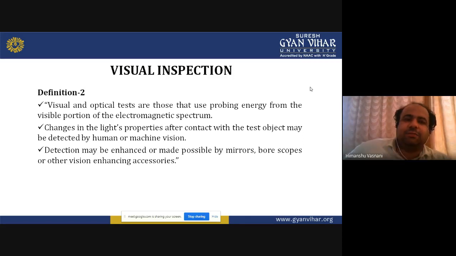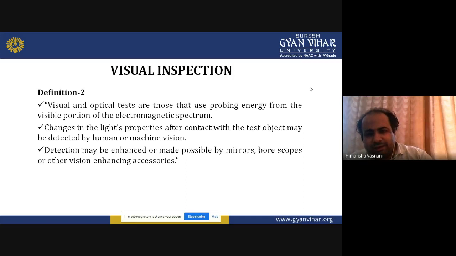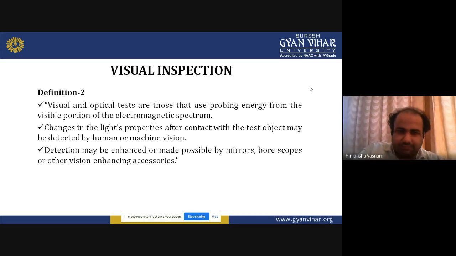Like suppose if they are using some electromagnetic spectrum, then obviously they will throw some light on the test object, and if there are changes in the light, then automatically some defect is there. So that change in the light is seen by the human or by visual inspection. So they say that this is a kind of visual inspection technique. Okay, so I'll tell you one thing.